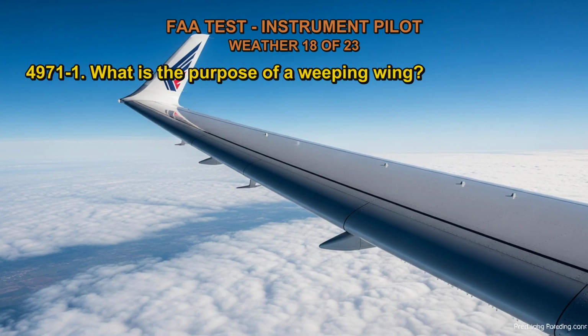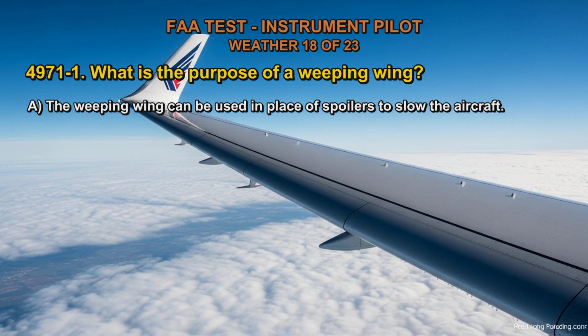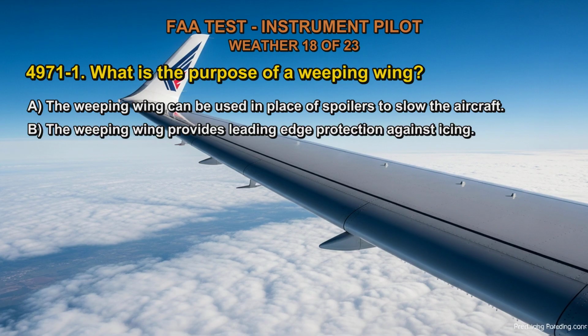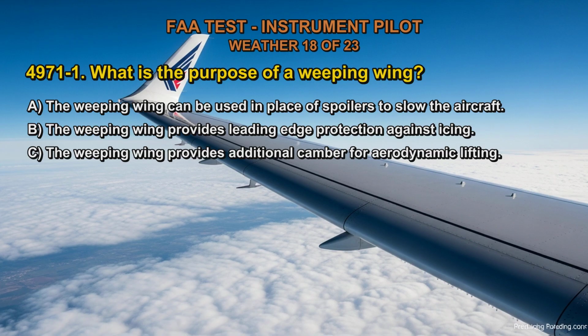For Q4971-1, what is the purpose of a weeping wing? A. The weeping wing can be used in place of spoilers to slow the aircraft. B. The weeping wing provides leading-edge protection against icing. C. The weeping wing provides additional camber for aerodynamic lifting.